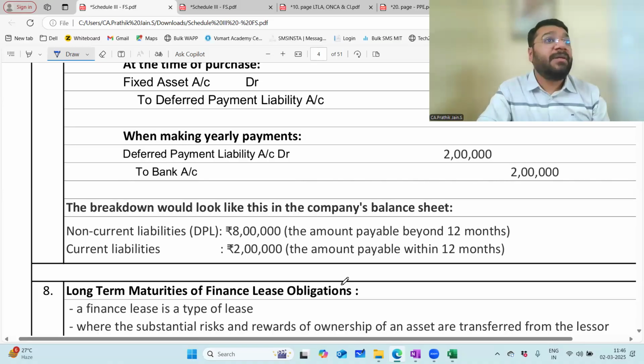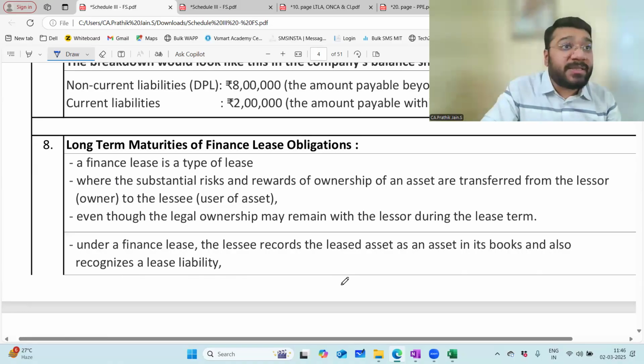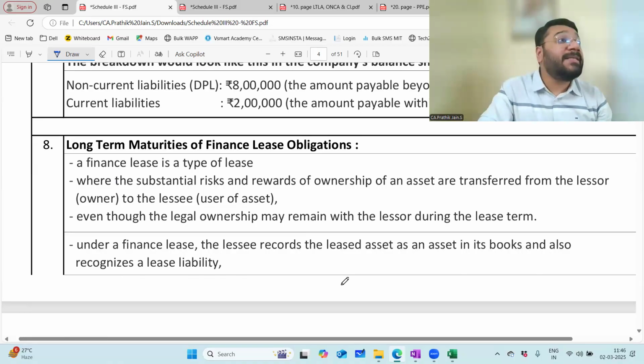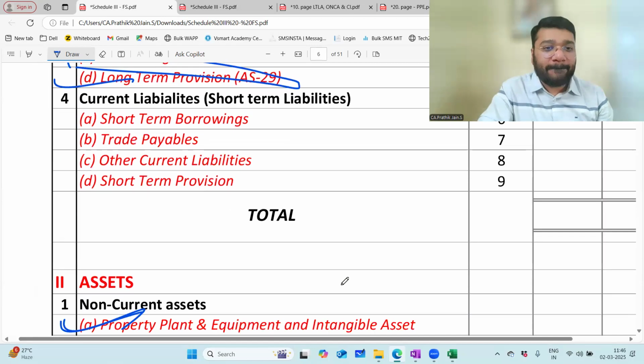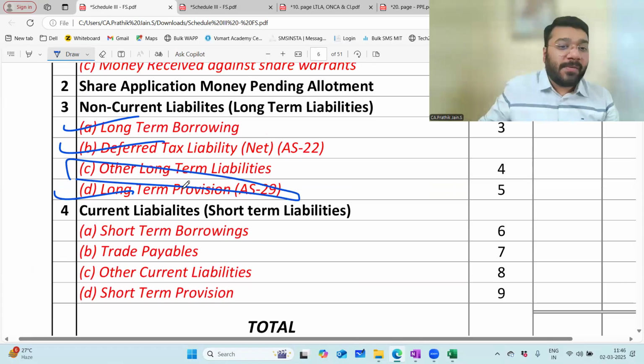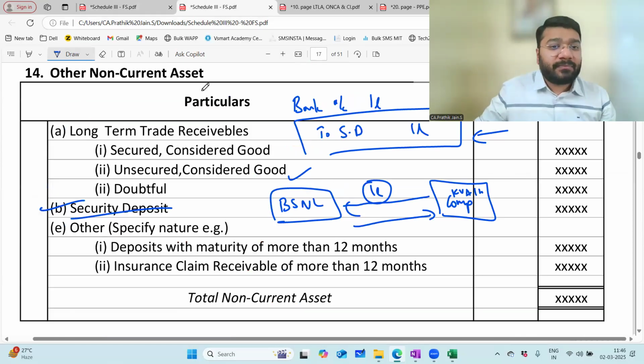What do loans mean? I'm giving some money with the intention to earn interest. So is the security deposit that? Am I getting any interest? Am I getting any asset against it in the future? No. So it is not a part of my long-term loans and advances. So only one option left, other non-current asset.